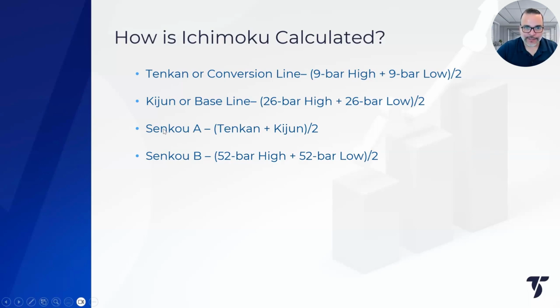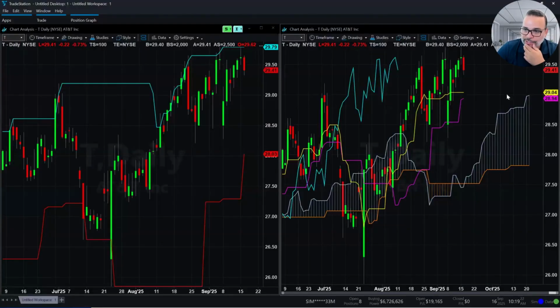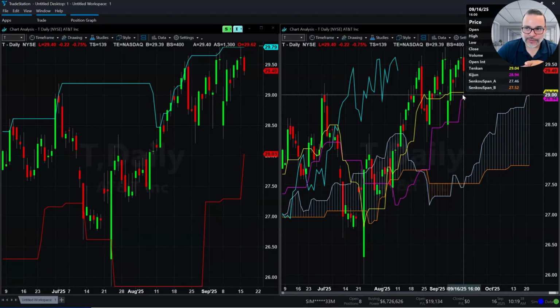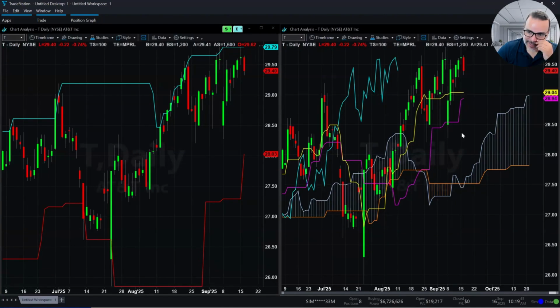So let me go back here to my TradeStation. On my TradeStation, we're talking about this line right here. This light blue line is Senkou A. As you can see, the value is right in between the Tenkan and Kijun. Sometimes I butcher those names. But if you look at where those two lines are and you imagine where the midpoint is, it aligns with the value of that light blue line. And that's where the calculation comes from.